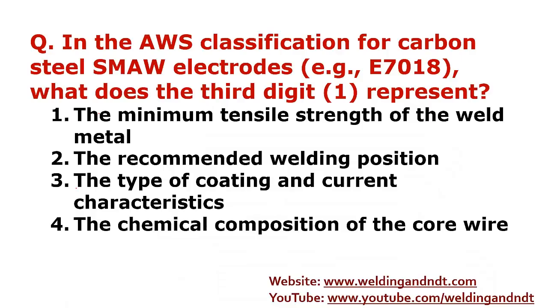Our today's question is: in the AWS classification for carbon steel SMAW electrodes, for example E7018, what does the third digit represent? So in AWS electrode classification, in E7018 the third digit is 1. What does this 1 indicate? Every digit has some meaning. What is the meaning of 1?